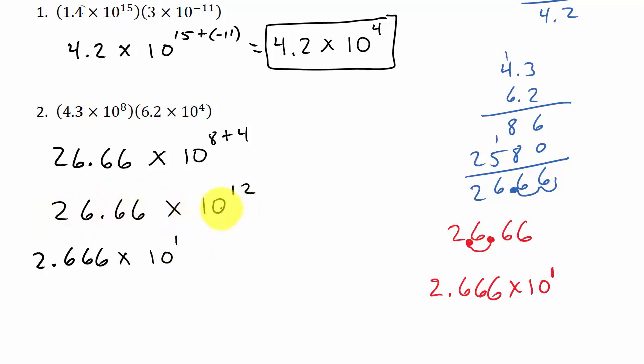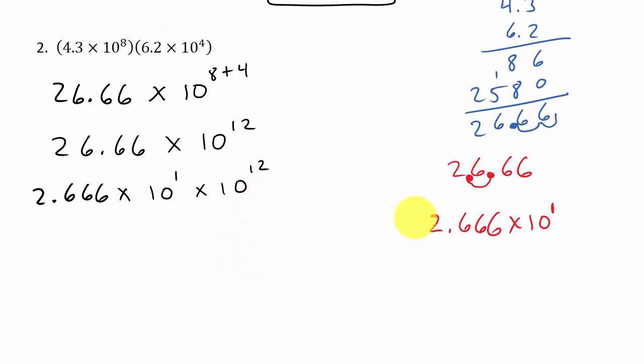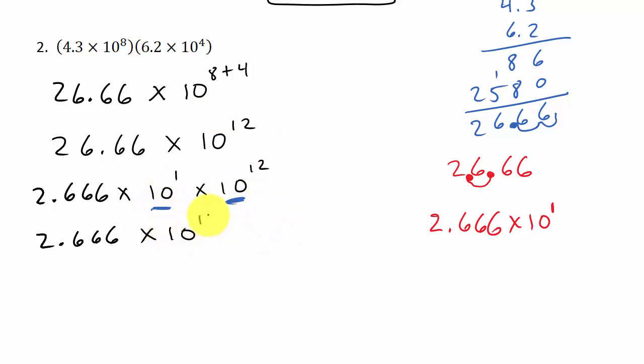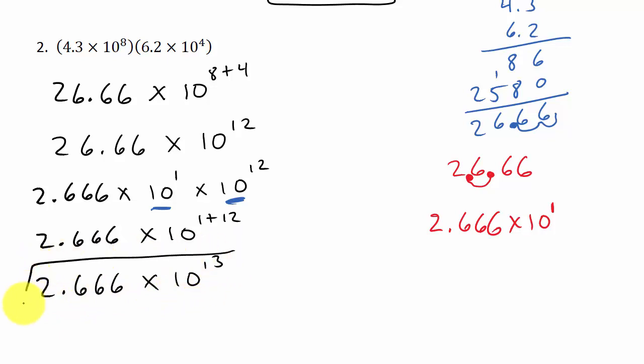And then don't forget, we still have this, times 10 to the 12th. And then this would be 2.666 times, now look what I'm doing. I'm multiplying and I have like bases, so I add the exponents. So that would be times 10 to the 1 plus 12, and so that's 2.666 times 10 to the 13th. And this would be our answer.